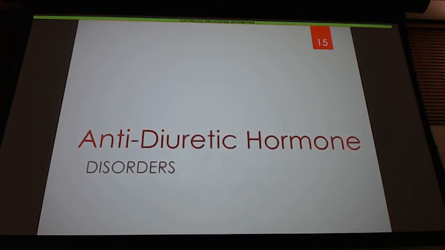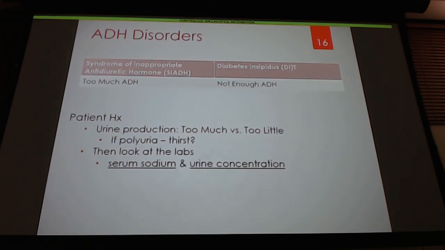ADH hormone disorders. Like I said, there's two. Syndrome of inappropriate antidiuretic hormone, otherwise known as SIADH, and diabetes insipidus, or DI. So SIADH is too much ADH, right? It's in the name. Syndrome of inappropriate ADH hormone. We'll talk about that and DI today.